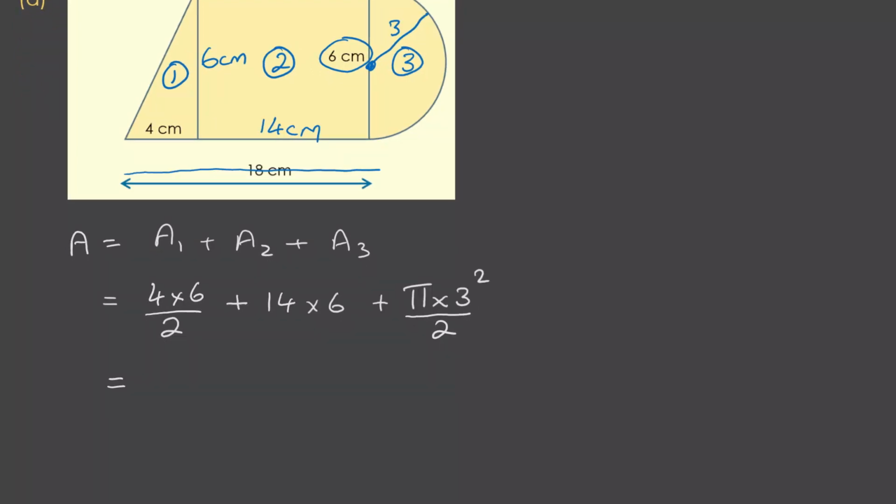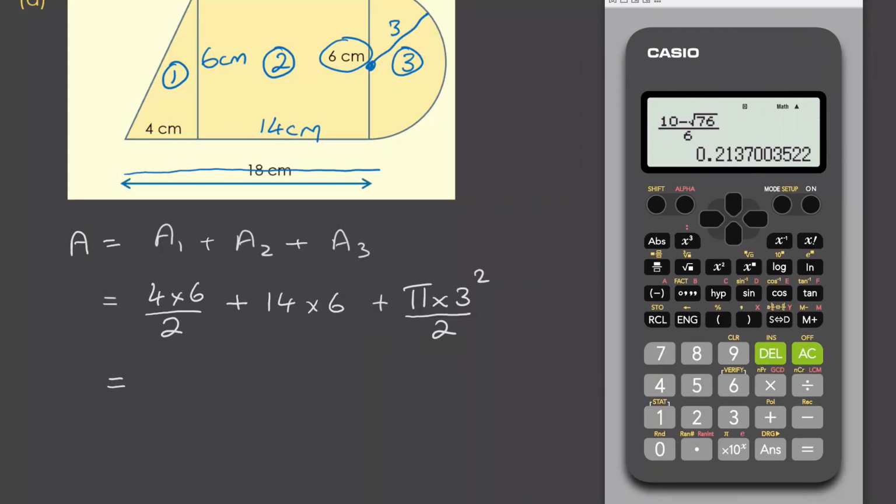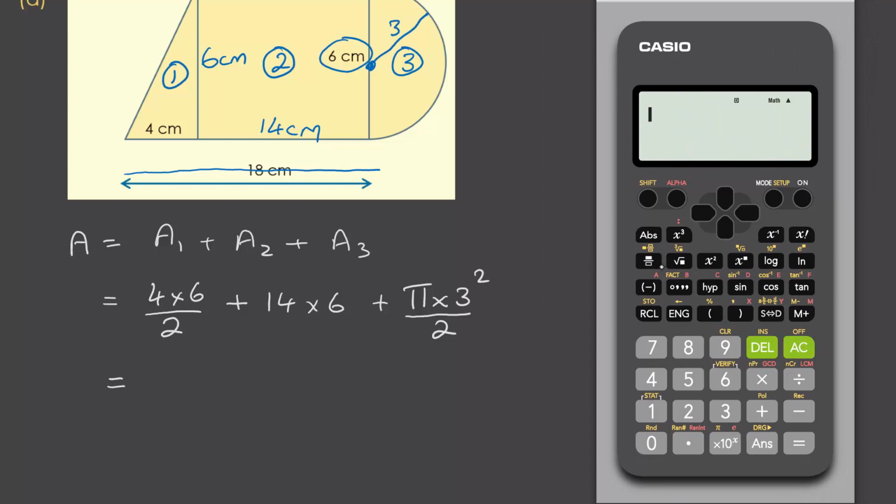Now, once we've got all of that, my usual suggestion is calculate the whole thing in one go. So I've got 4 times 6 divided by 2, add 14 times 6, add pi times 3 squared divided by 2. And just always type it in so it looks exactly as it does on the page, and always check it before you press equals. And that's 110.